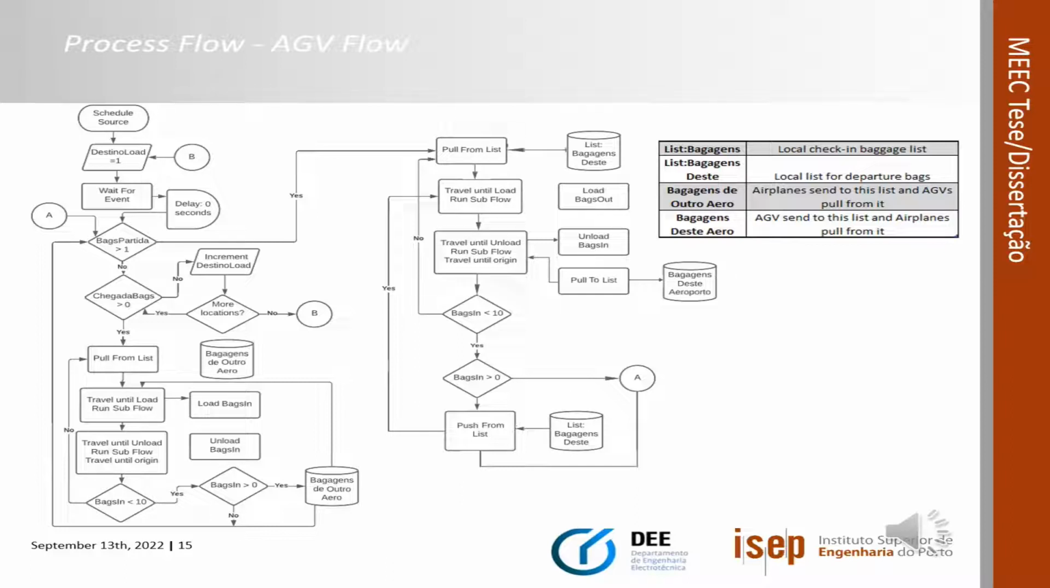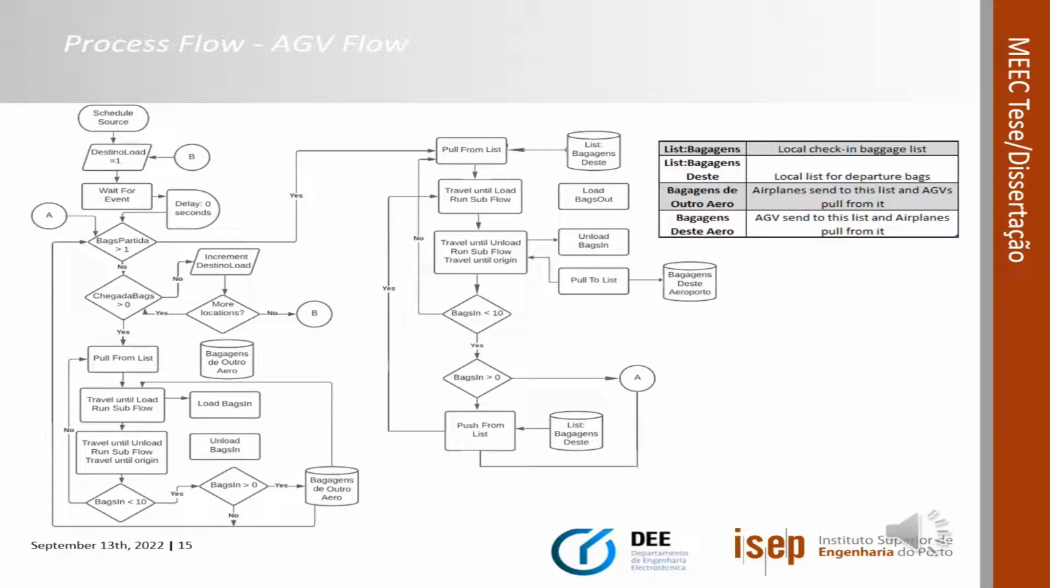When they return to the terminal, there are a series of conditions and confirmations to check if there is still any baggage in the stand. If there is, only one AGV will carry out the transport. If not, the AGVs will wait for more baggages to arrive. In the case of the departure baggages, on the right, the AGV will pull from the local list "bagagens deste", and then load the baggages.